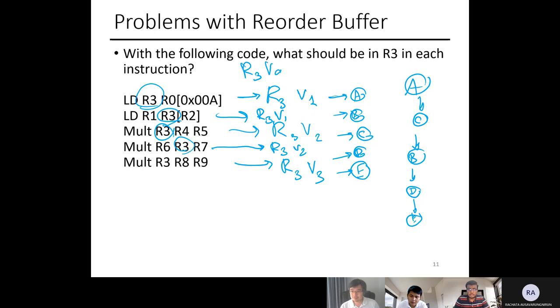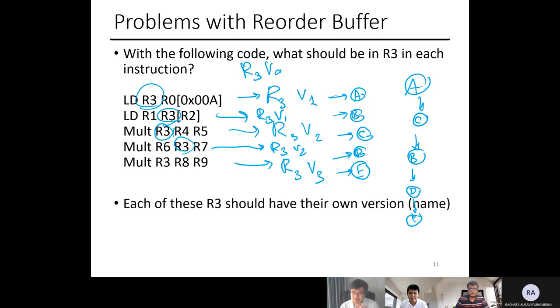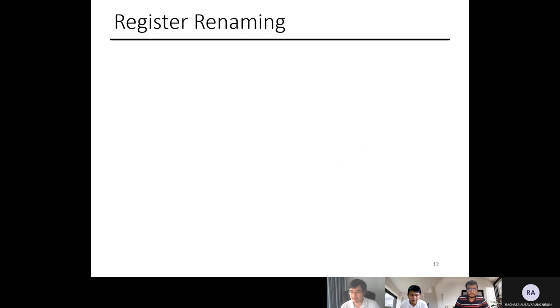I think a renaming technique. Exactly. Register renaming, right? We rename R3 to basically R3 version 1, R3 version 2, R3 version 3. So we can use another structure to maintain the unique name for R3. And this is called register renaming.